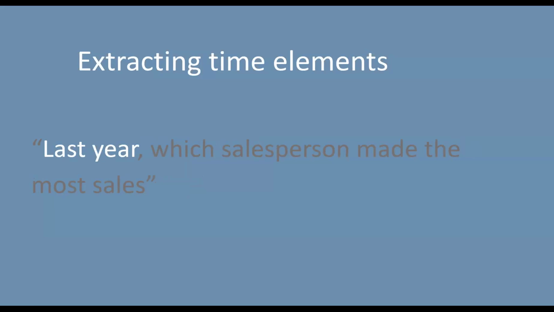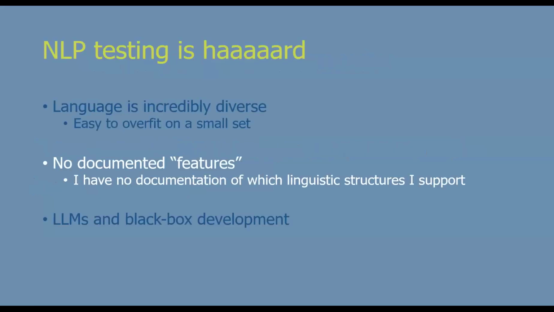So I need to make sure that I actually cover the entire field, the entire diversity of the language. So that's one problem. The second is that there are no documented features. So I don't really have any documentation of the linguistic features that I support. I don't understand the distribution of language and where my NLP engine, whatever it is, is failing and in what areas, because I don't have these features.